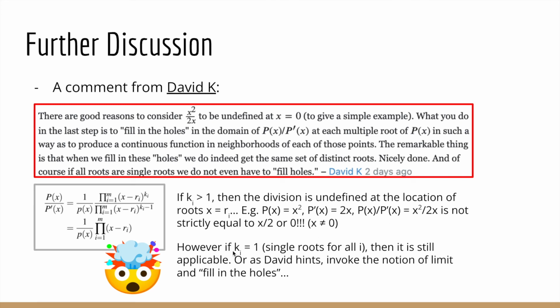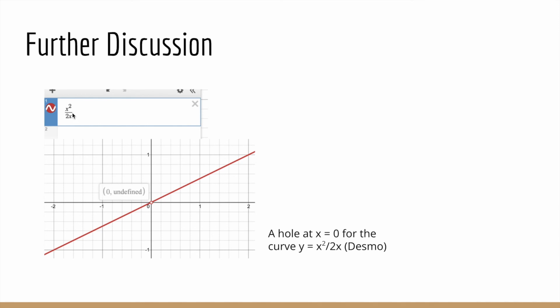However, if k is 1 for any i so that they are all single roots, then it is still applicable, or as David hints, invoke the notion of limit and fill in the holes. You can see that for the function x squared over 2x, there is a hole at x equal to 0. But if we take the limit, we can see that this is actually at 0.